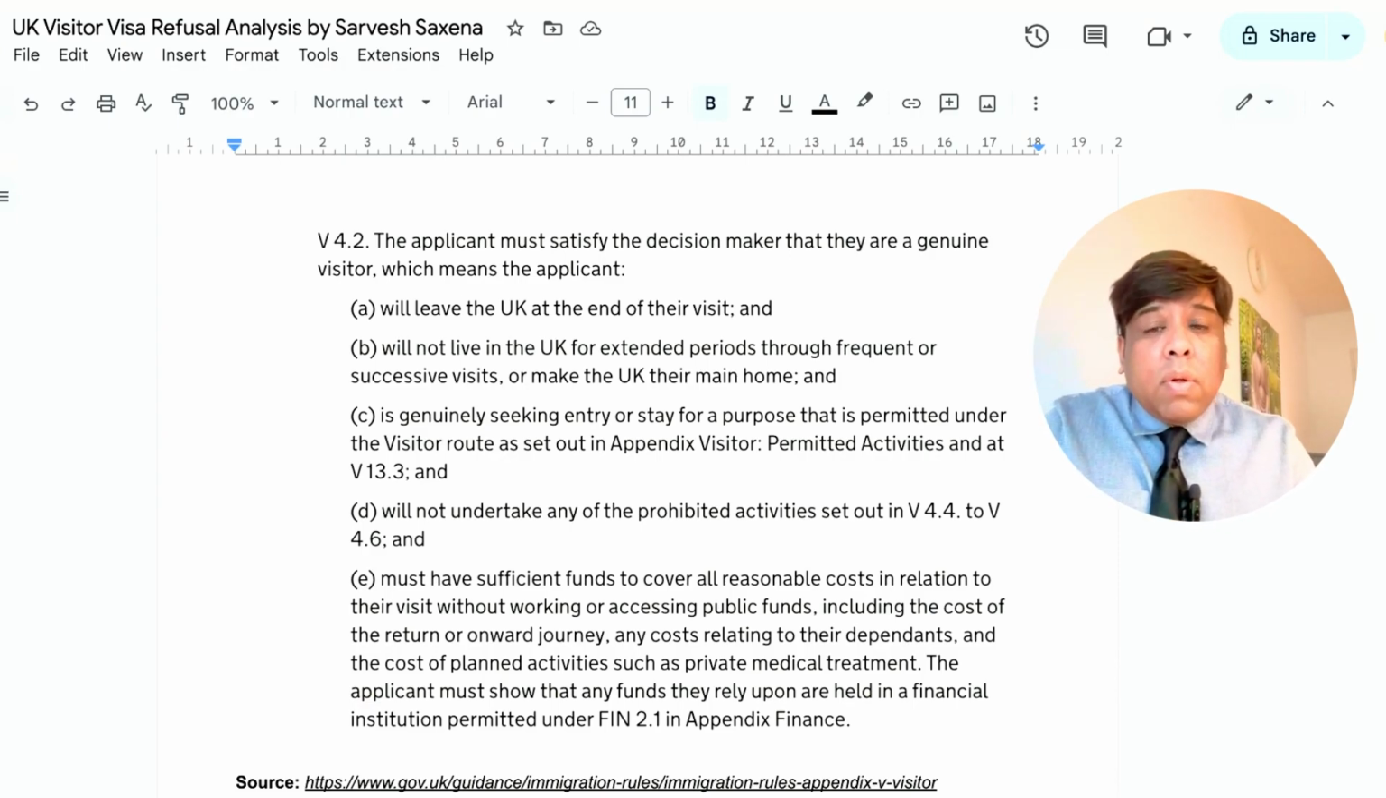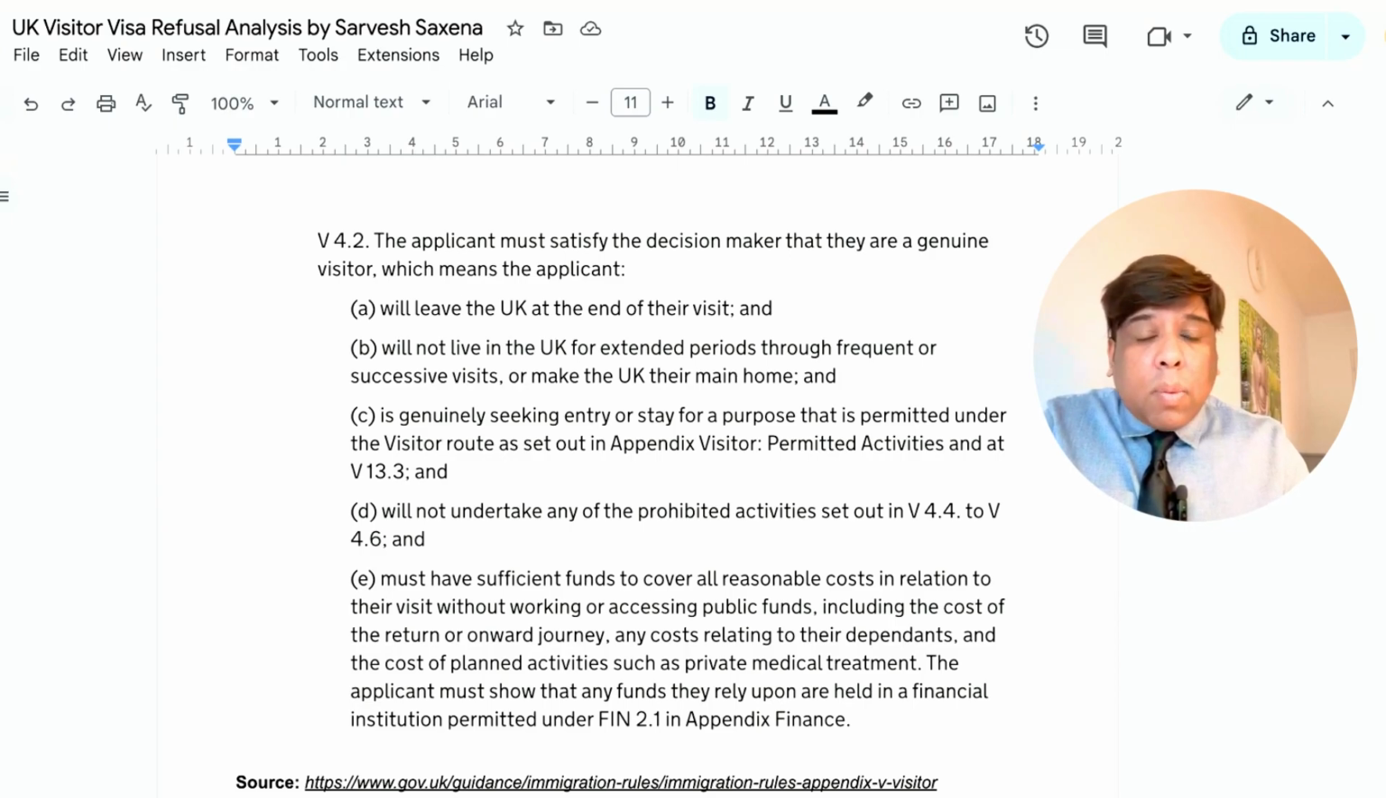So be very careful that you come, you go, you see the place. There is nothing stopping you from coming to the UK, but you should be a genuine visitor.